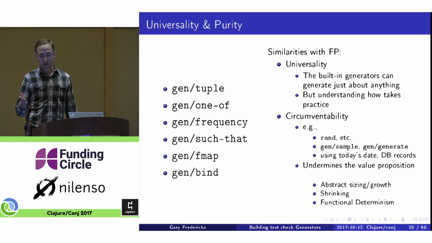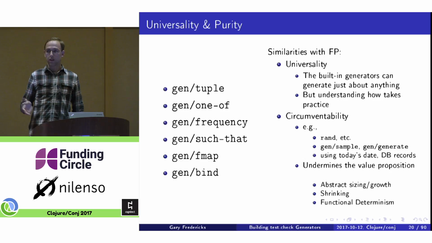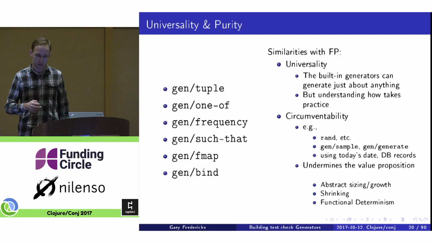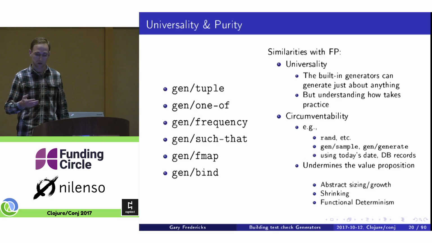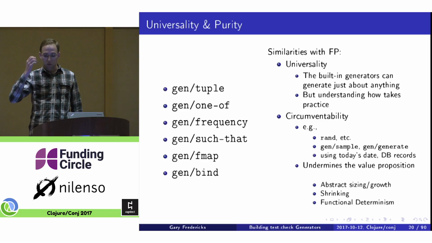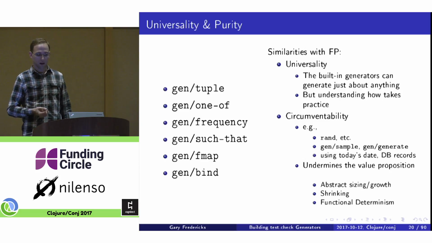In particular, some similarities are the universality. In functional programming, you can express anything using a functional program, and similarly with these generator combinators, you can generate anything, even though it's not obvious at first that that's possible. And it takes practice before you can sort of think about how to use them that way.